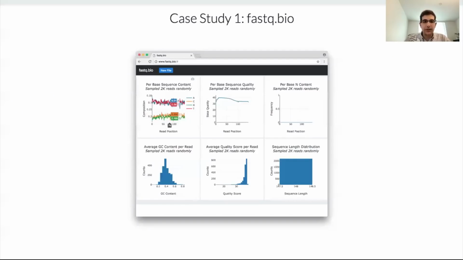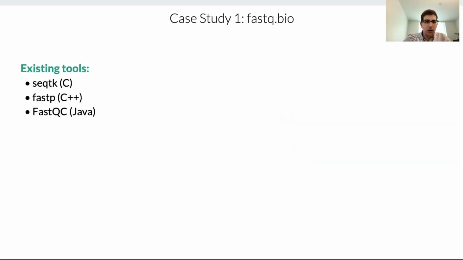So the first one is FastQ Bio. This is an interactive web tool that lets the user input DNA sequencing data and rapidly evaluate the quality of that data while the data stays inside the browser. So when we set out to build this, we looked around, and there were several tools that could help calculate these statistics that we're interested in, but none of them were written in JavaScript, right?